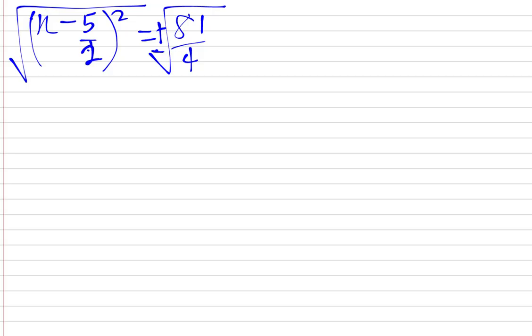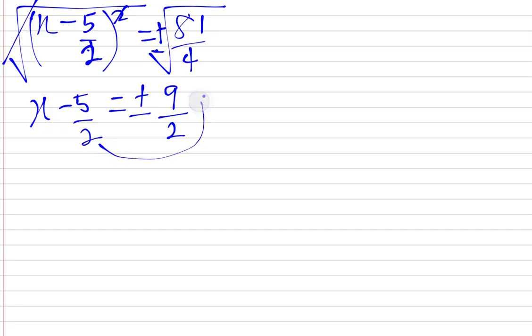So that will now give us what? x minus 5 over 2, because this square will cancel this square root, equals to square root of 81 is 9. So this will give us plus or minus 9 over square root of 4, which is 2. Are you seeing that now? So you are almost done. Then now you make x the subject of the formula.